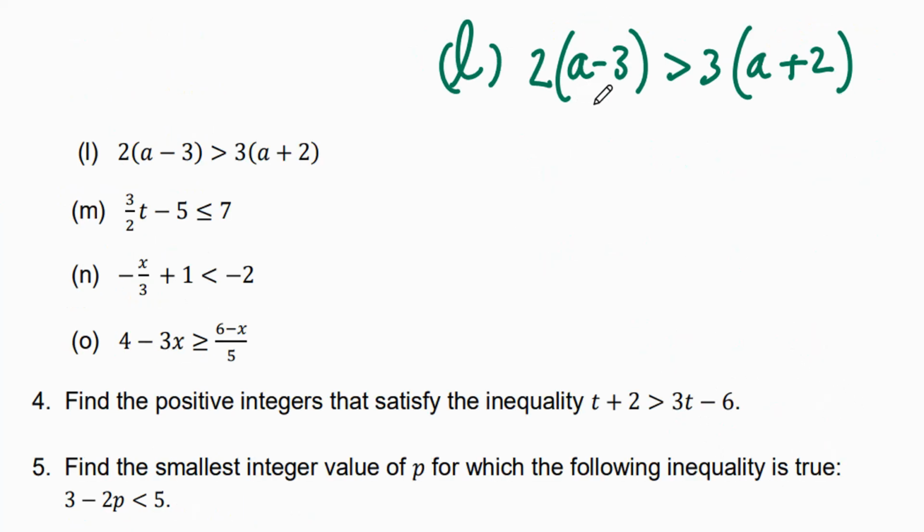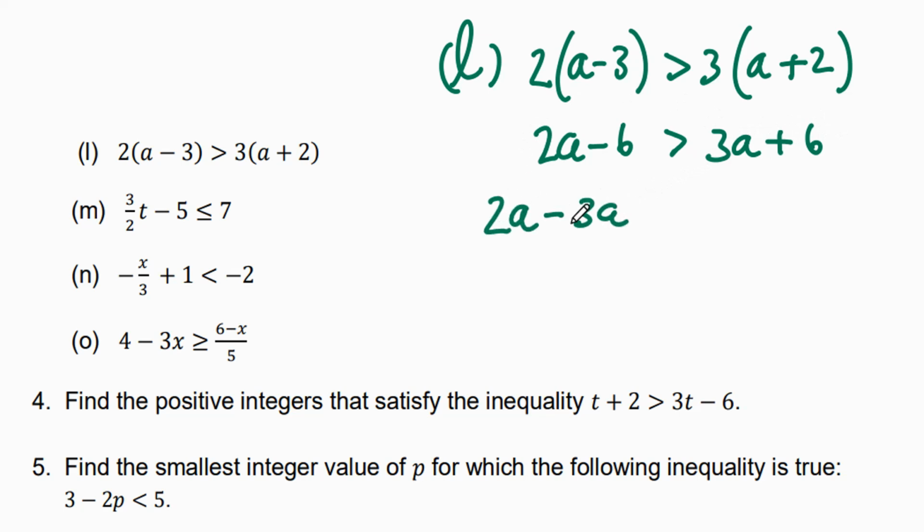We're going to start by multiplying out the brackets on both sides. So on the left-hand side, we're going to get 2a minus 6. And on the right-hand side, we're going to get 3a plus 6. Now we're going to bring the 3a to the left-hand side. It becomes negative 3a. And this negative 6, we're going to take to the right-hand side. And it becomes positive 6.